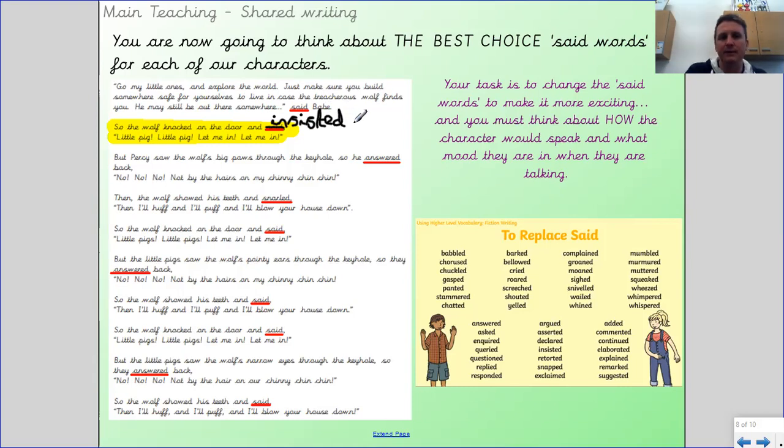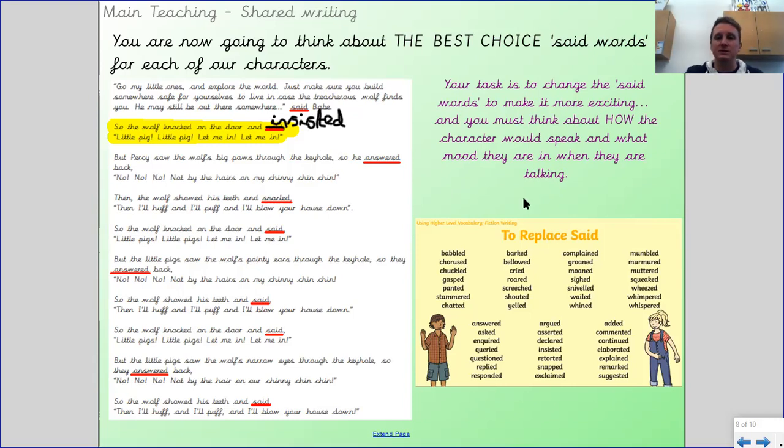Now, if he was insisting, he would be being quite bossy. So I'm trying to say it now in more of a bossy voice. The bit that I'm saying in a bossy voice, though, is the words inside the speech marks, inside the inverted commas. That is the only bit I'm going to say in a bossy voice. I'm going to say the rest of it in my normal voice. So let's try this. So the wolf knocked on the door and insisted, little pig, let me in, let me in. My voice has changed, and I'm saying it in an insistent voice. I'm being quite bossy with them.